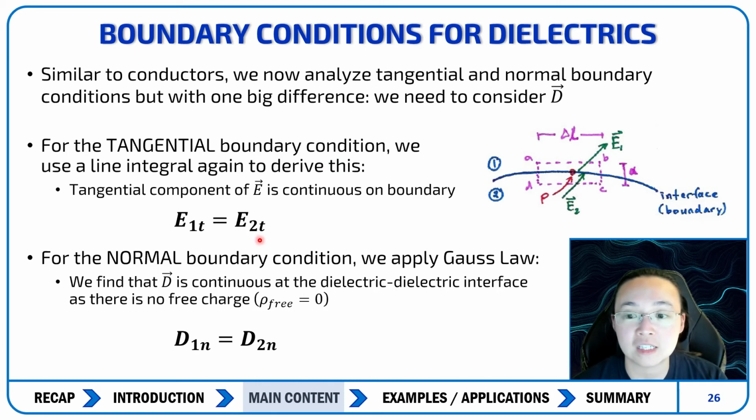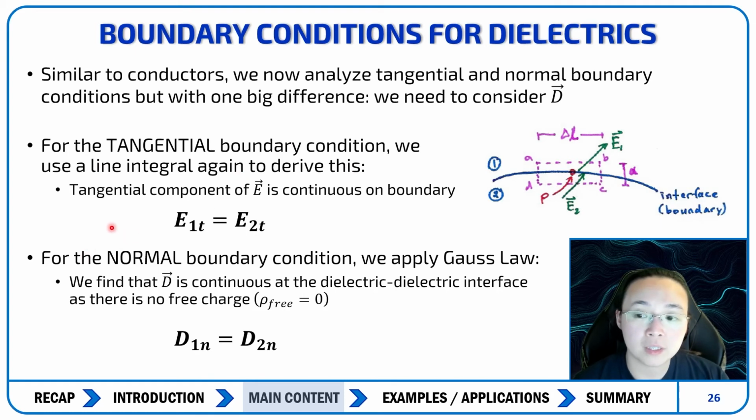It's no longer E_T is equal to 0. There is a dielectric and it's not a conductor. So we know that the tangential component of the electric field really should be continuous at the boundary. So I'm not going to derive this, but it comes once again from the line integral.